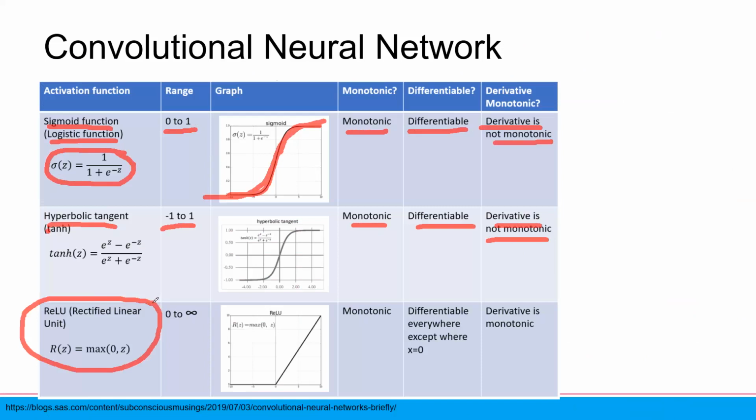With the new activation function, people tend to use this one. We call it ReLU, rectified linear unit. The range of the value is between 0 and infinity. So whenever you reach a positive value, it will not be 0, but it will give you some big values. It is monotonic. It is differentiable everywhere except at 0, and the derivative is monotonic.